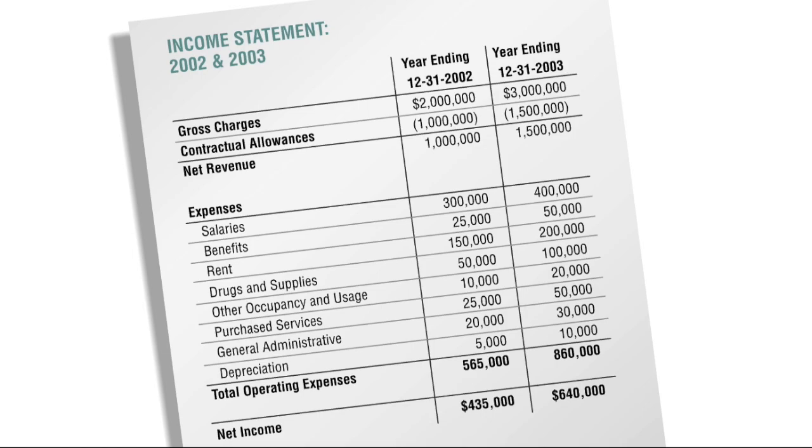The income statement is a summary of the revenues and expenses of the practice over a specific time period. In this example, we have the data for 2 full calendar years, 2002 and 2003. We'll explain each of the key components of the income statement in more detail.